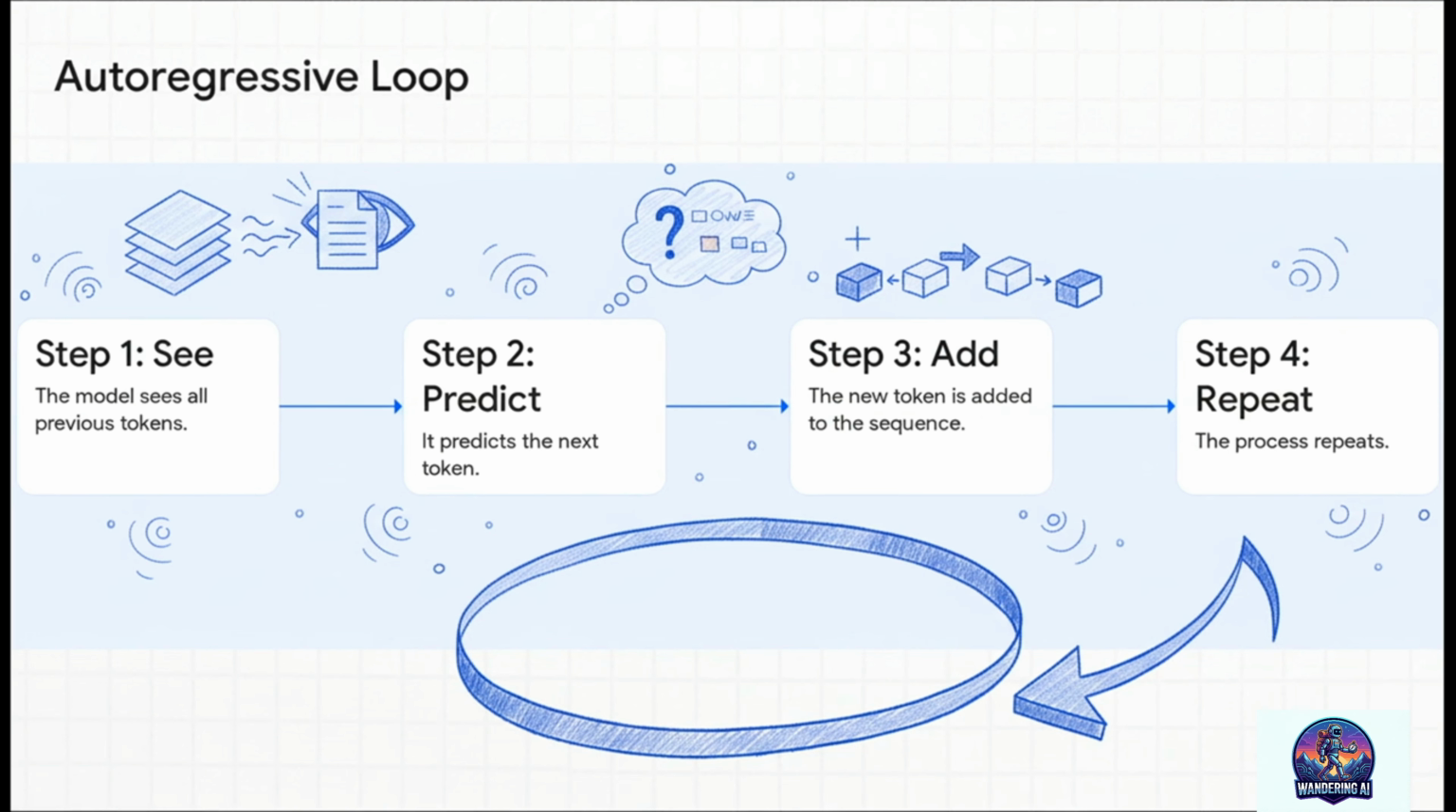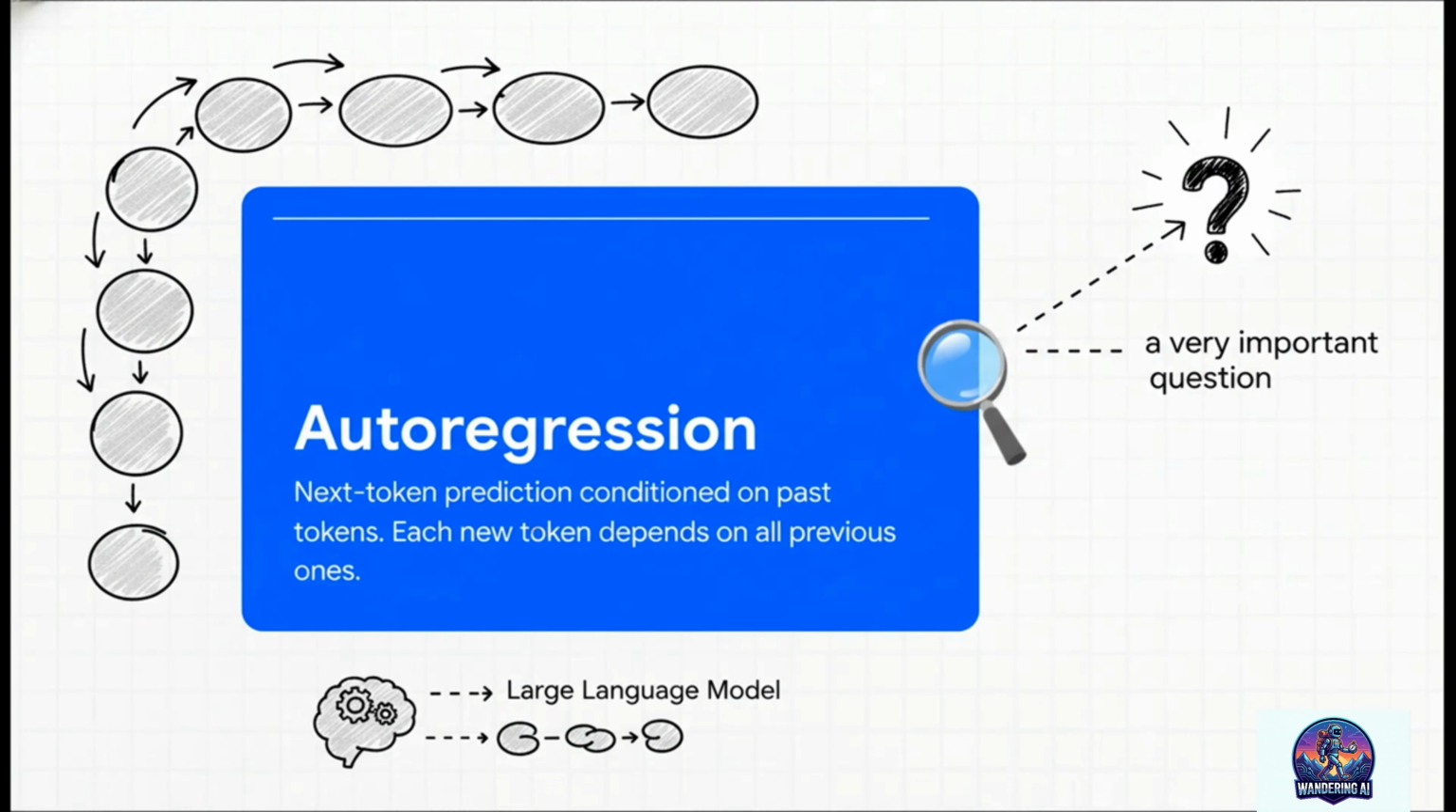It all works in this really simple but incredibly powerful loop. First, the model looks at everything so far. That's your prompt and everything it's already written. Then, based on all that, it predicts the single most likely next token. It tacks that new token onto the end of the sequence, and then the whole process just starts over. That's the loop. And as the formal definition right there, autoregression is just the fancy way of saying next word prediction based on all the previous words. Pretty simple, right? But this leads to a really, really important question.